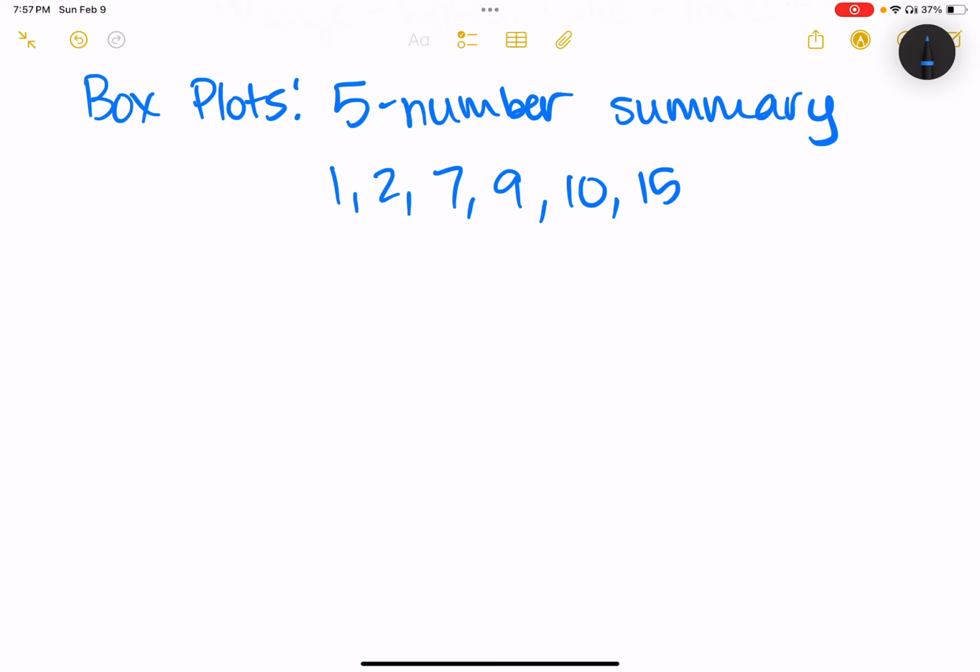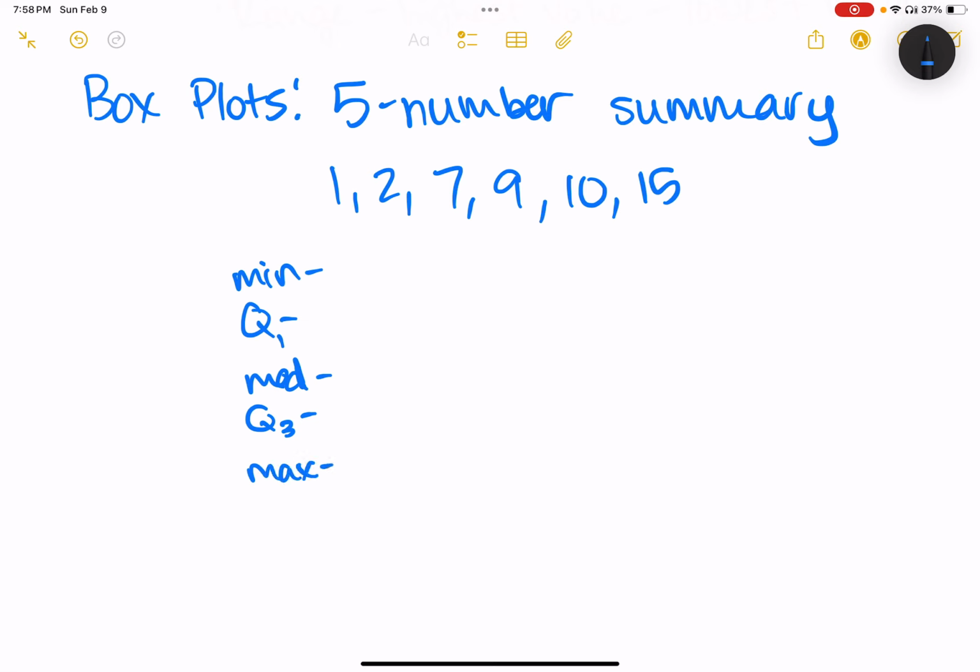Okay, so now what are the 5 numbers we need to know in order to actually draw a box plot? So first thing we need to know is the minimum or smallest value. Second thing we need to know is the Q1 or first quartile number, which we'll talk more about in a second. Third thing we need to know is the median or Q2 value. Then we need to know our Q3 value. And lastly, we need to know the maximum value.